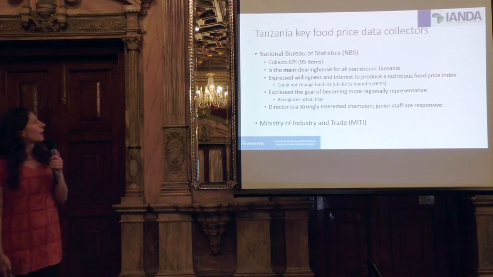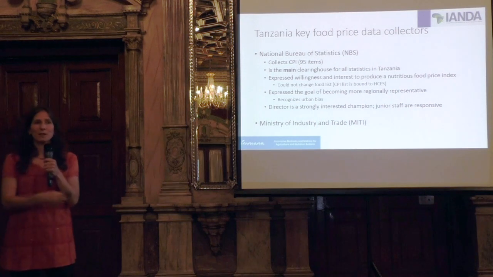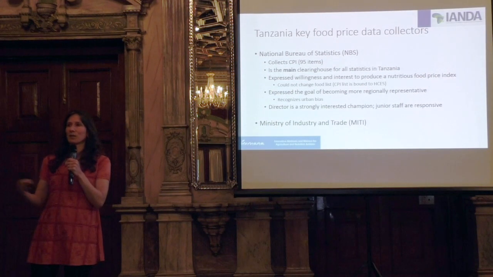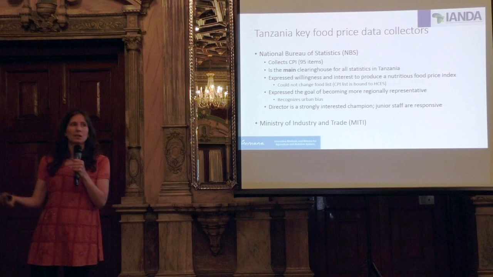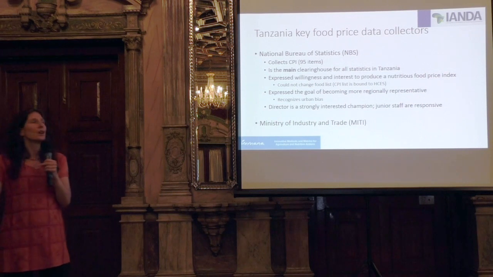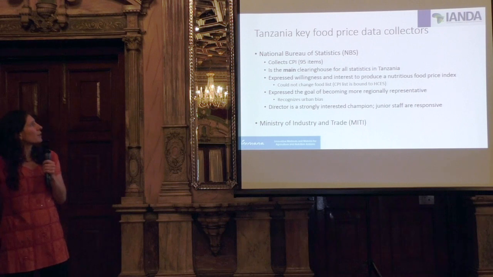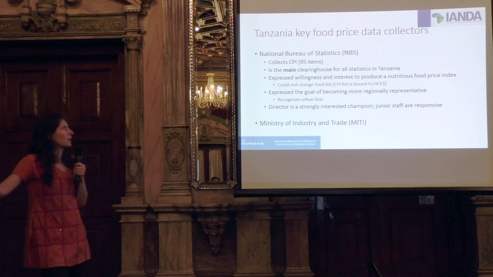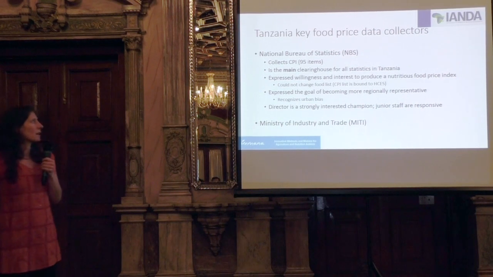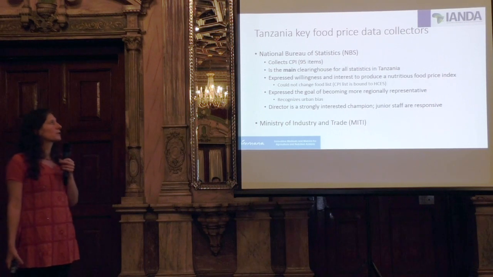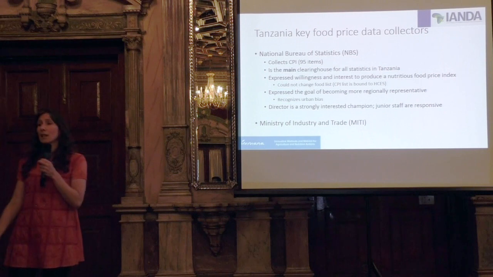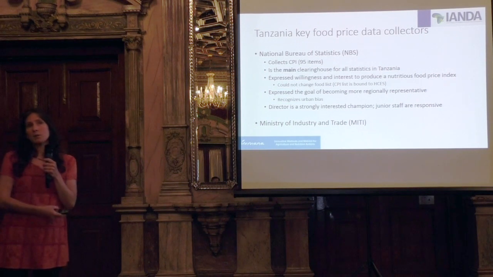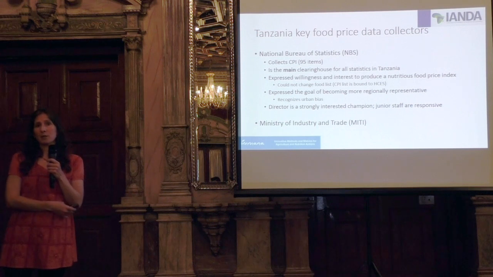So then in Tanzania, we just learned how different two countries can be in terms of their systems and what's possible to change and what's not possible to change and the reasons for that. So we also had our workshop there last year, and National Bureau of Statistics came to present about their data collection, which is 95 items, food and non-alcoholic beverages, and that it's the main clearinghouse for all statistics in Tanzania. They also expressed willingness and interest to produce a nutritious food price index as long as they didn't have to change their food list. So what I just described in Ghana, I want to emphasize, was the market information system.